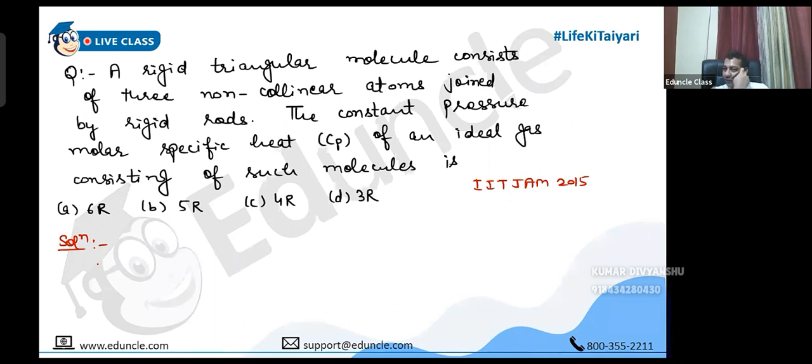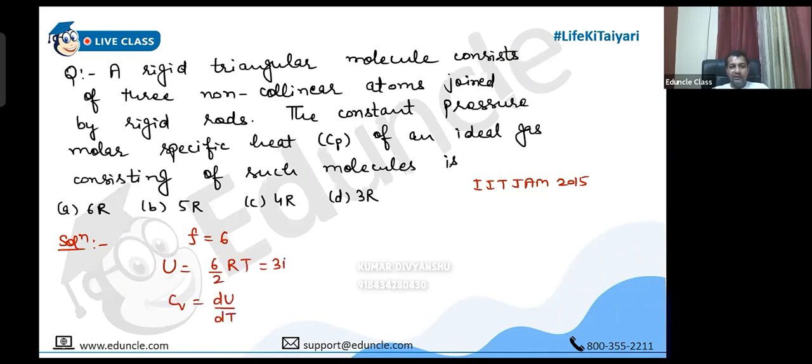How many degrees of freedom are there? 6. Then U will be 6 by 2 RT. CV will be 6 by 2, means 3 RT. So it will be 3 R. So CP will be 4 R. That's it.